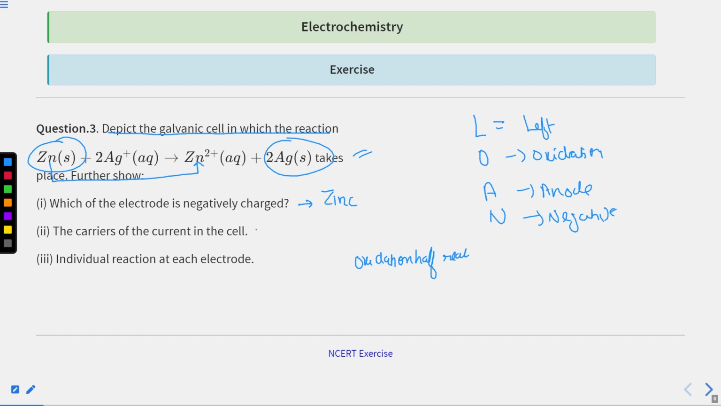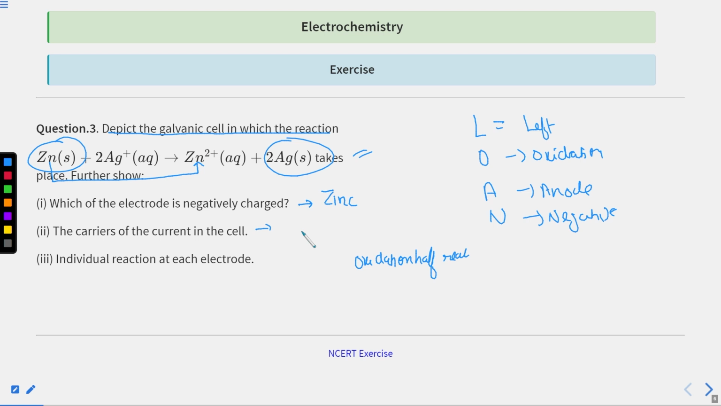Is it clear? So just go step by step. Once you go step by step, you will not make a mistake. There is less chance of making mistakes, and when you are used to it, you will find a shortcut your own way. Okay. Now, second question: the carrier of current in the cell.